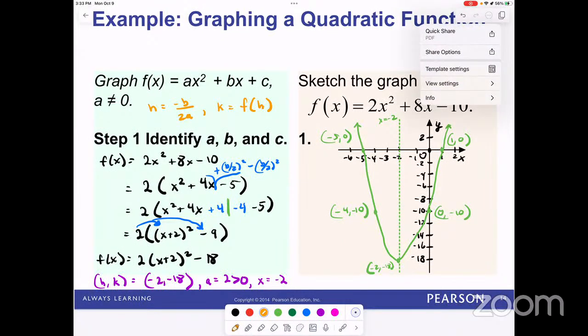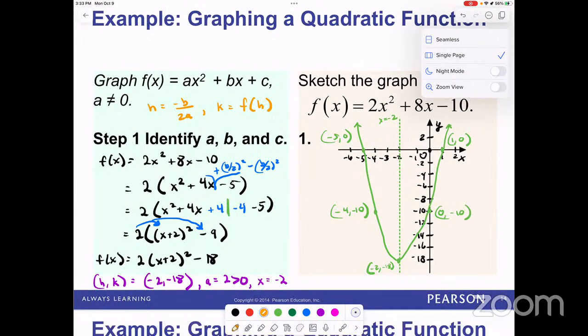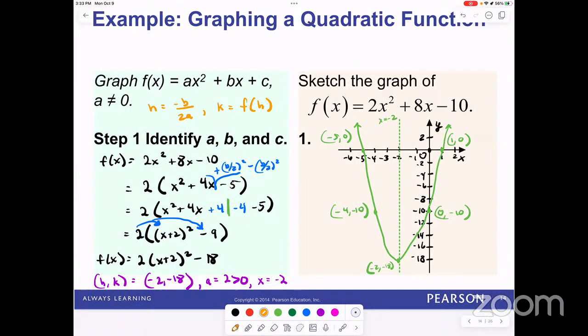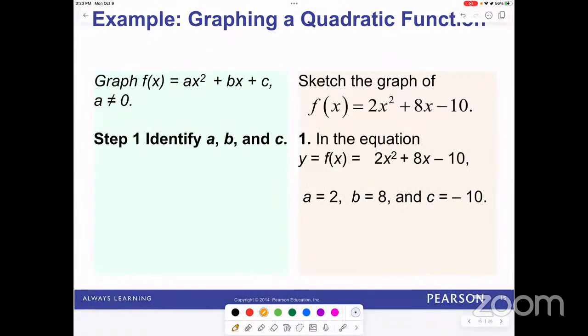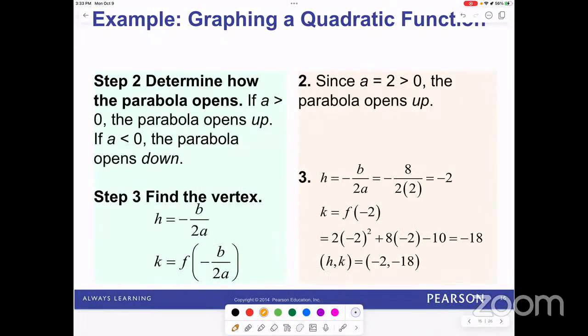So seamless, and single page. Okay, cool. That's the time. Okay, right. So this is when we did it by hand. Then I think they're using the vertex formula, -b over 2a. So again, the x-coordinate of the vertex is -2. If you pass it to the function, you get -18 like we got.